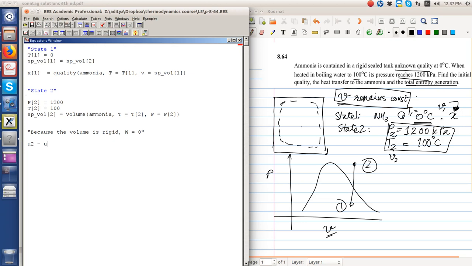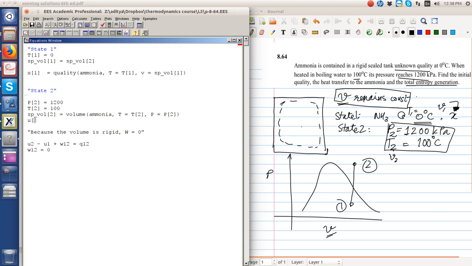U2 minus U1 plus W12 is equal to Q12. So what is Q12 equal to? What is Q12 equal to? The initial states are known. Using the first law, Q12 is equal to U2 minus U1 plus W12. So the W12 is set to 0.